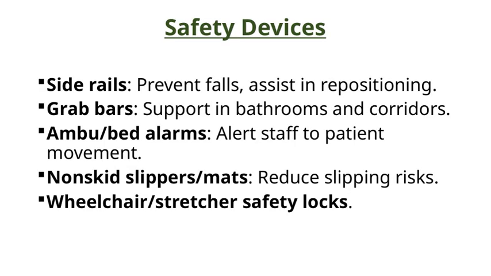Now, let's talk about some essential safety devices that help us prevent accidents and ensure patient safety. First, side rails are crucial because they help prevent falls when patients are in bed. They also assist patients in repositioning themselves safely. Next, grab bars are very important, especially in bathrooms and hallways, because they provide support and stability for patients moving around or getting in and out of the shower.